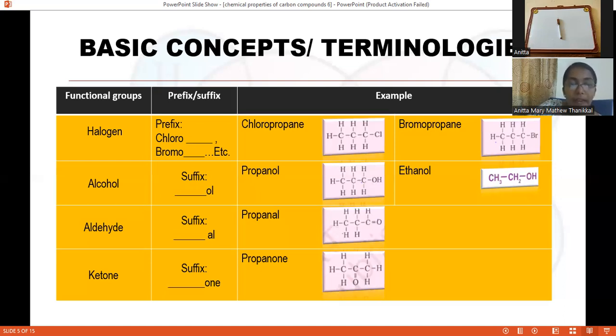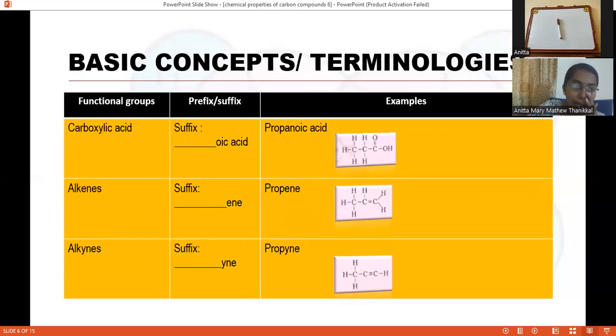Aldehyde. For aldehyde we write the suffix as al. So propanal is an example. Prop is the name and al is the suffix form. In the ketone family, we write the suffix as one. So propanone is an example. Prop is the name and one is the suffix form. Next functional group, carboxylic acid. Here we write the suffix as oic acid. An example, propanoic acid. Prop is the name and oic acid is the suffix form.